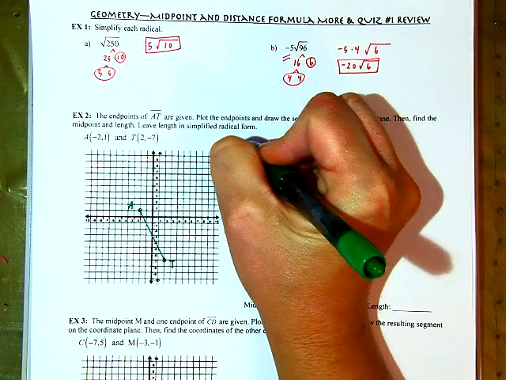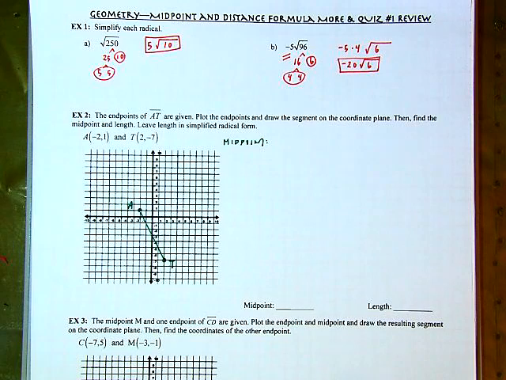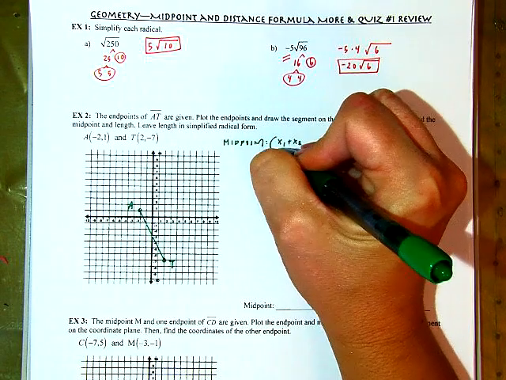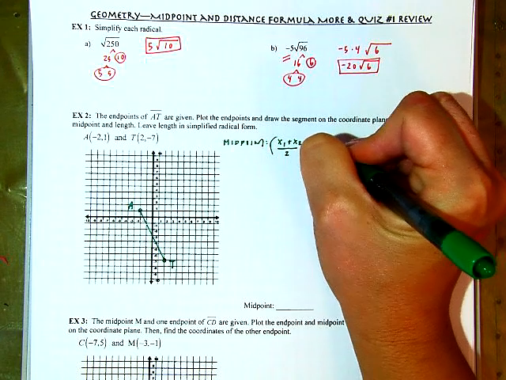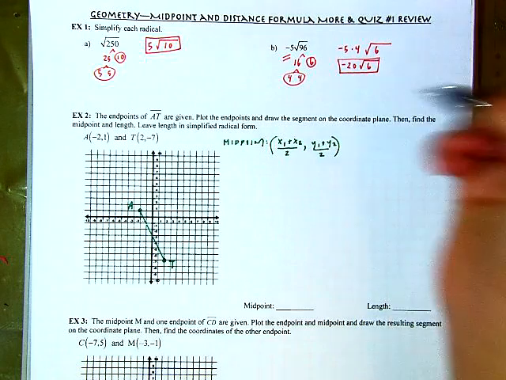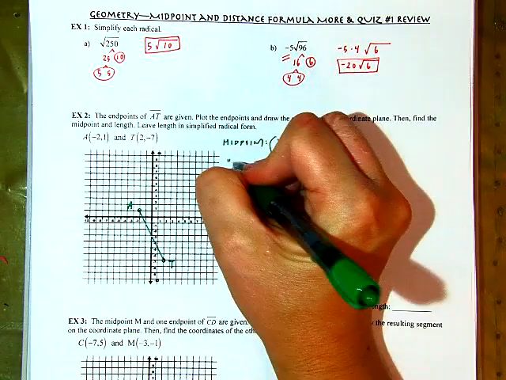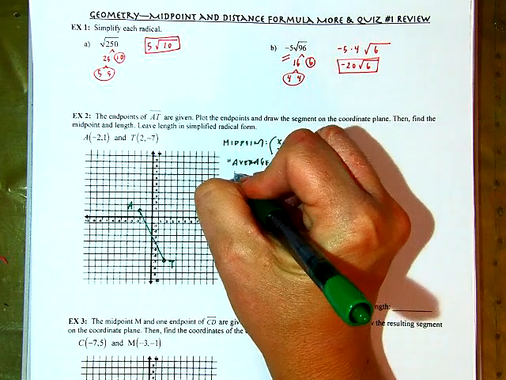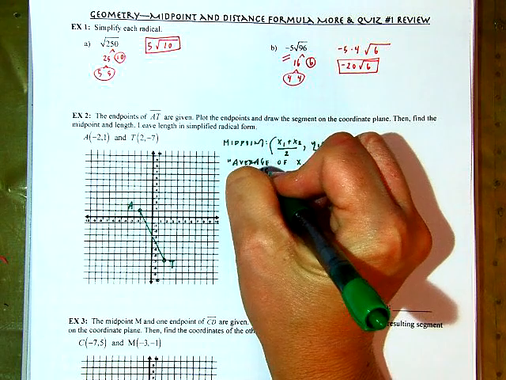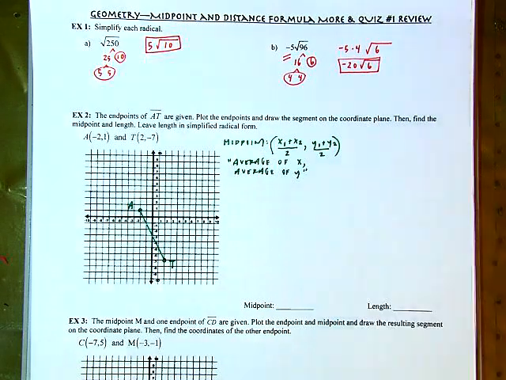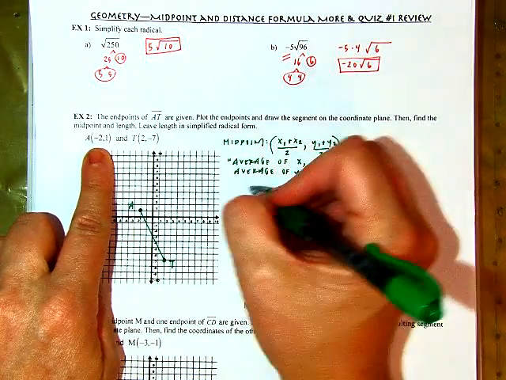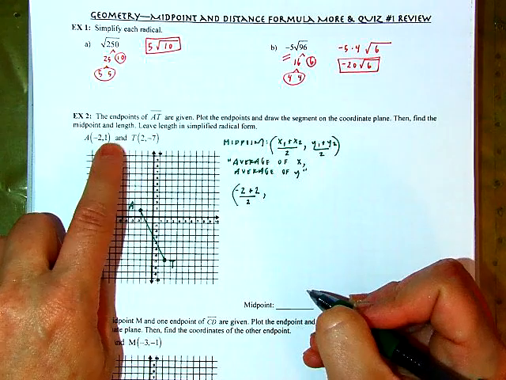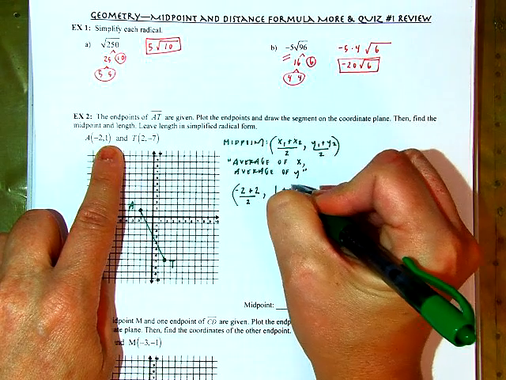So midpoint. Midpoint is always the average of the x's and then the average of the y's. To get an average, that means I'm adding the two x values, dividing by 2, and adding the two y values and dividing by 2. Like I said, in just language, it is the average of the x values and the average of y. So when I plug in, for the x values, -2 plus 2 divided by 2. For the y's, I have 1 plus -7 divided by 2.